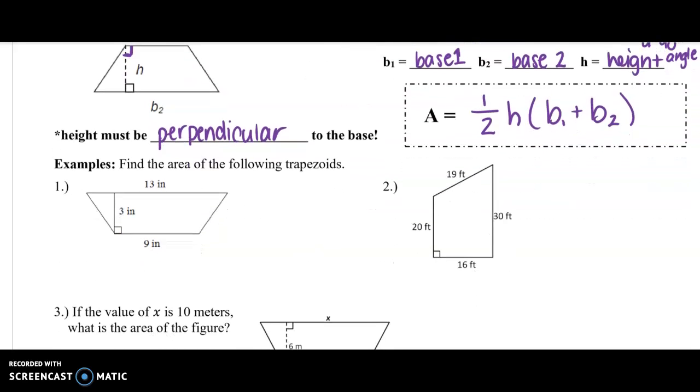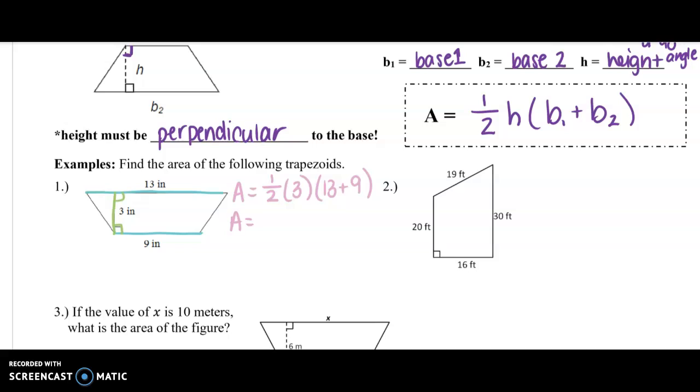So we're going to find the area of the following trapezoid. So we know we have our two bases. They're going to be parallel to each other. We also know that 3 inches is going to be our height because that's what forms the 90-degree angles. So plugging it into our formula, the area is 1/2 the height, which is 3, times base 1, which is 13, plus base 2, which is 9.